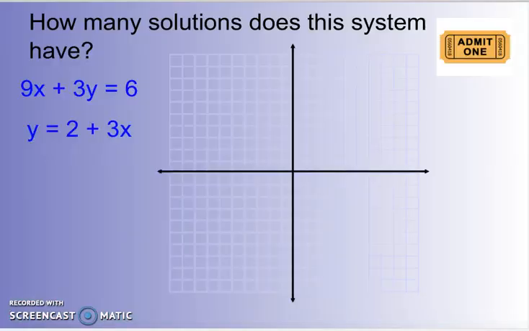Okay, so what I would like you to do is try out this system. I want you to get both equations in slope-intercept form and then graph it and see how many solutions this system has.